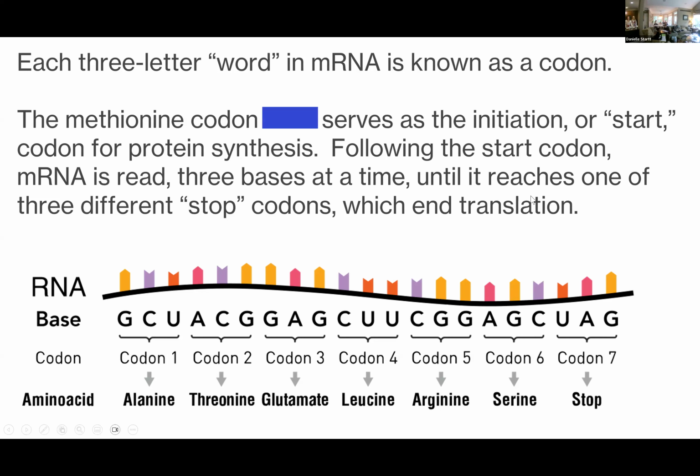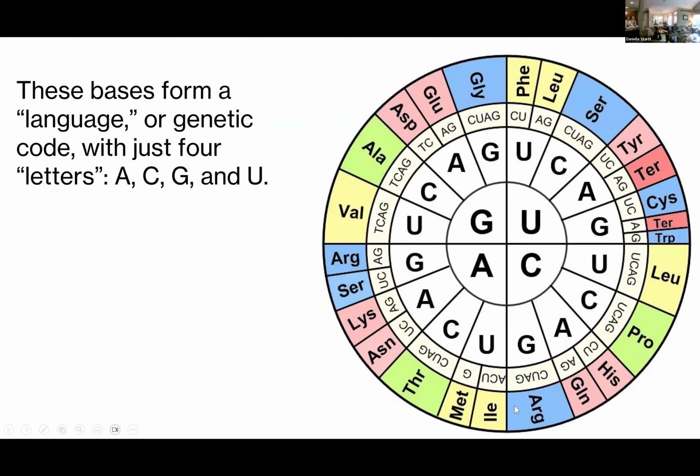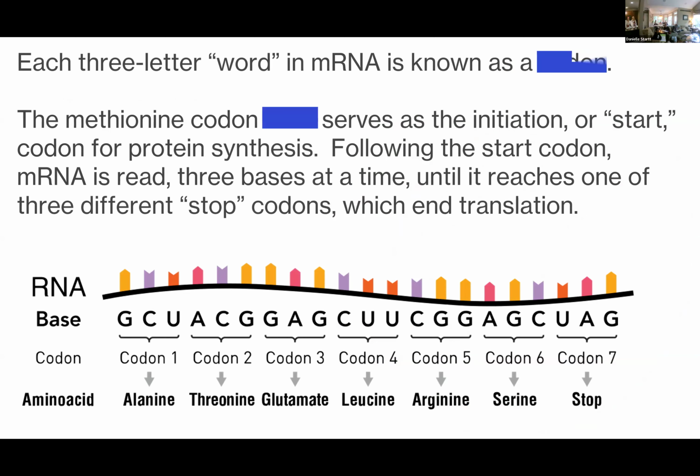The methionine codon serves as initiation or start. What's methionine? Let's go back and look here. Methionine, here it is. So what is it? It's going to be AUG. That's methionine. That means start. Following the start codon, mRNA is read 3 bases at a time until it reaches one of 3 different stop codons. There are 3 different options for stop, only one for start. It is methionine, it is AUG.